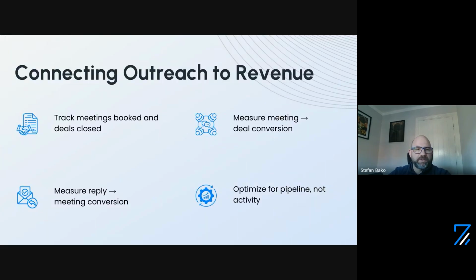Connecting outreach to revenue. This is where most outreach strategies fall apart. They stop at replies, but replies don't generate revenue. So meetings and deals do. So you need to track how replies convert into meetings and how meetings convert into deals. This is how you connect outreach to business impact.